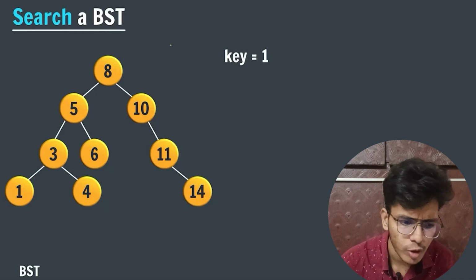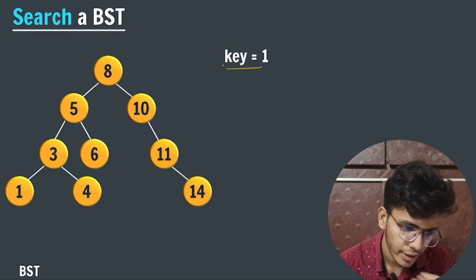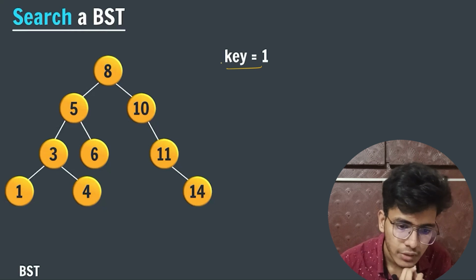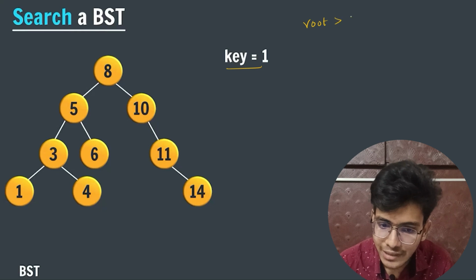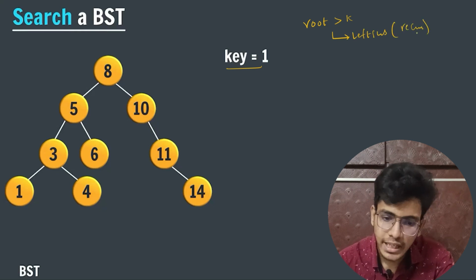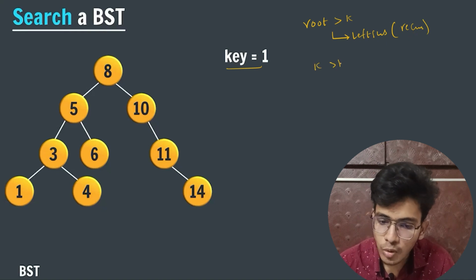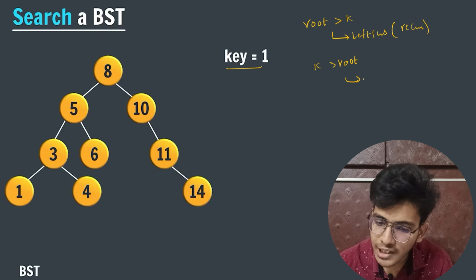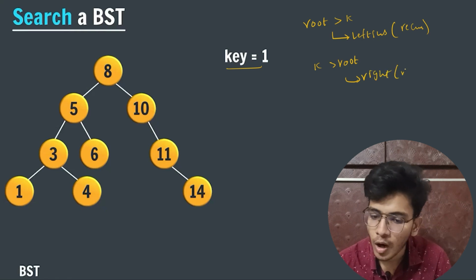So let us say that for this particular tree, my BST, my key value is 1. Now what I will do is that first of all I will compare whether my root value is greater than my key value. If it is, then I will go to the left subtree part. I will call my recursive function for the left subtree. If my key value is greater than root, then I will go to the right subtree and I will call the recursive function for the right subtree.